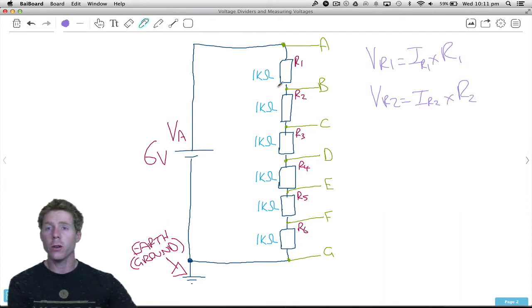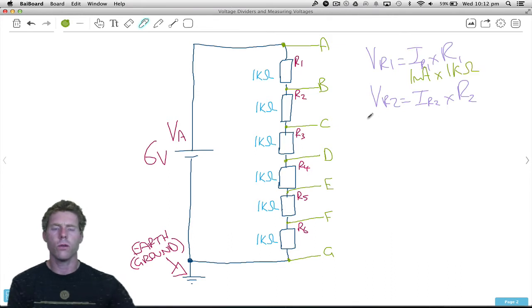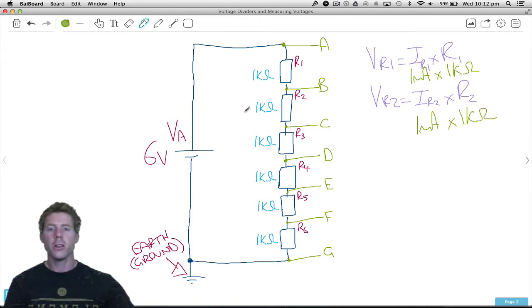If we were to put values in for these, we'd find that the current through R1 is just the same amount of current through any other resistor. In this case, it's actually 1 milliamp. What is the resistance of R1? Well, it's 1K. Now let's do VR2. What's the current through R2? Well, it's just 1 milliamp, same as R1. What's the resistance of R2? It's 1K. So it doesn't matter which resistor we do here, the numbers we use are all the same, therefore their voltage is going to be exactly the same.